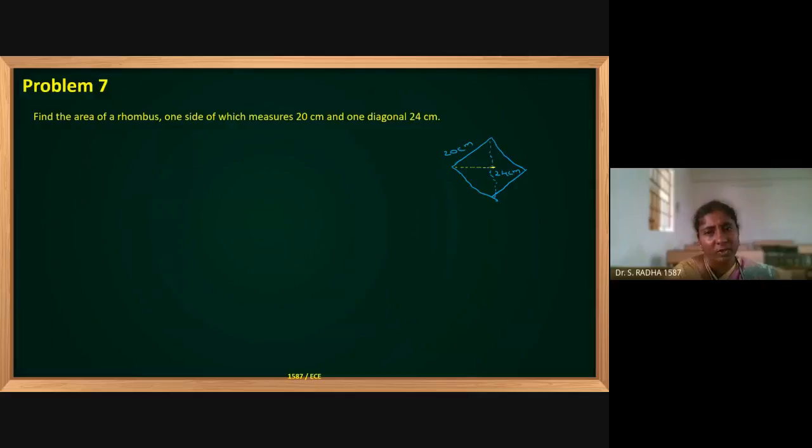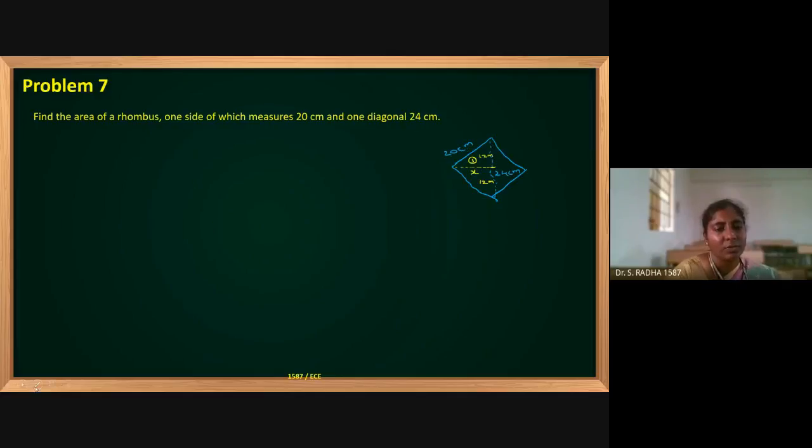I will make a horizontal line here. So this is 12 and this is 12, because the full diagonal is 24. I am taking exactly half. This I will consider as a triangle. So the hypotenuse is available, the opposite side is available, and the adjacent side I will assume to be x.